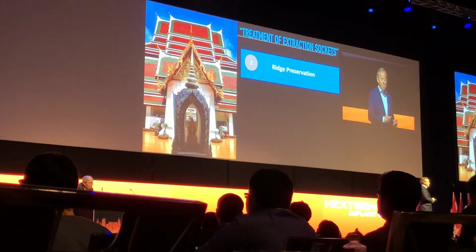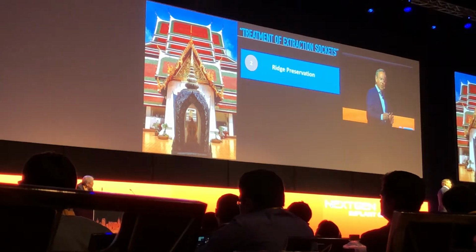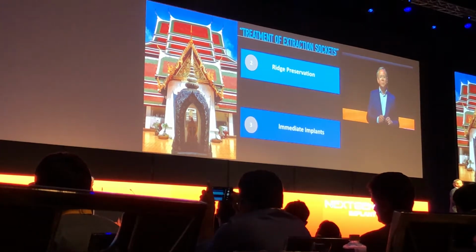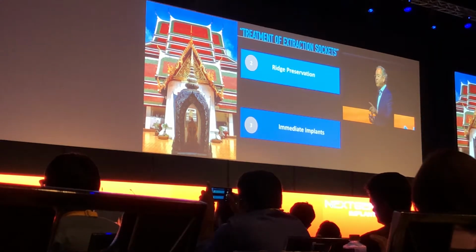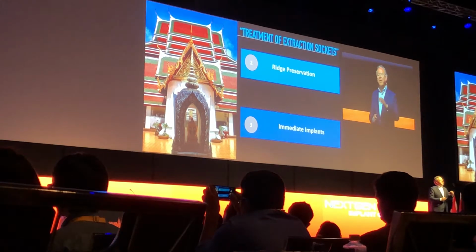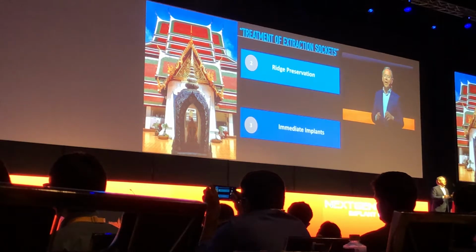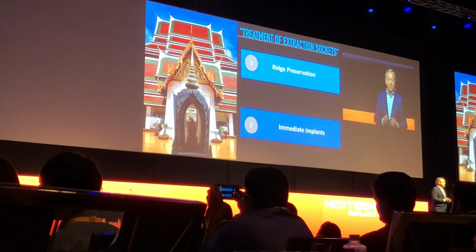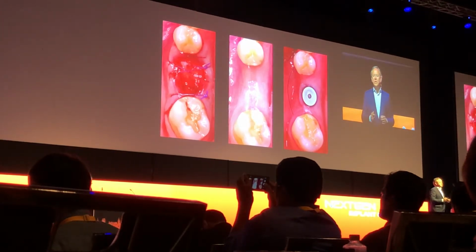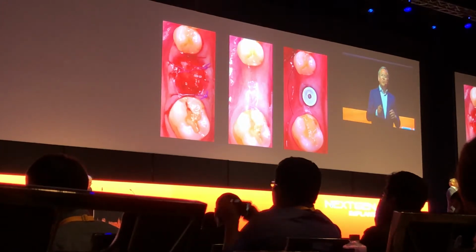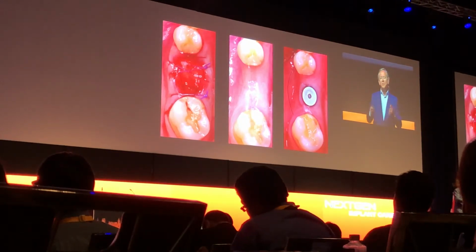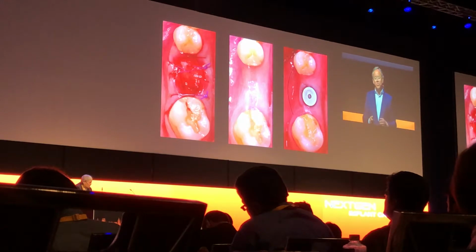So basically, the first of the decisions is, am I going to preserve the ridge or am I going to do immediate implants? And this, again, is important. And these decisions should be made if we have a maintained socket. So that is that I have a maintained buccal wall, that I do not have to build it up. So in that situation, my goal is to preserve. However, as you can see in the slide, irrespective of what I do to preserve, most of the time I'm going to lose. And most of the time I'm going to lose because of physiology, because the bundle bone is going to resorb.